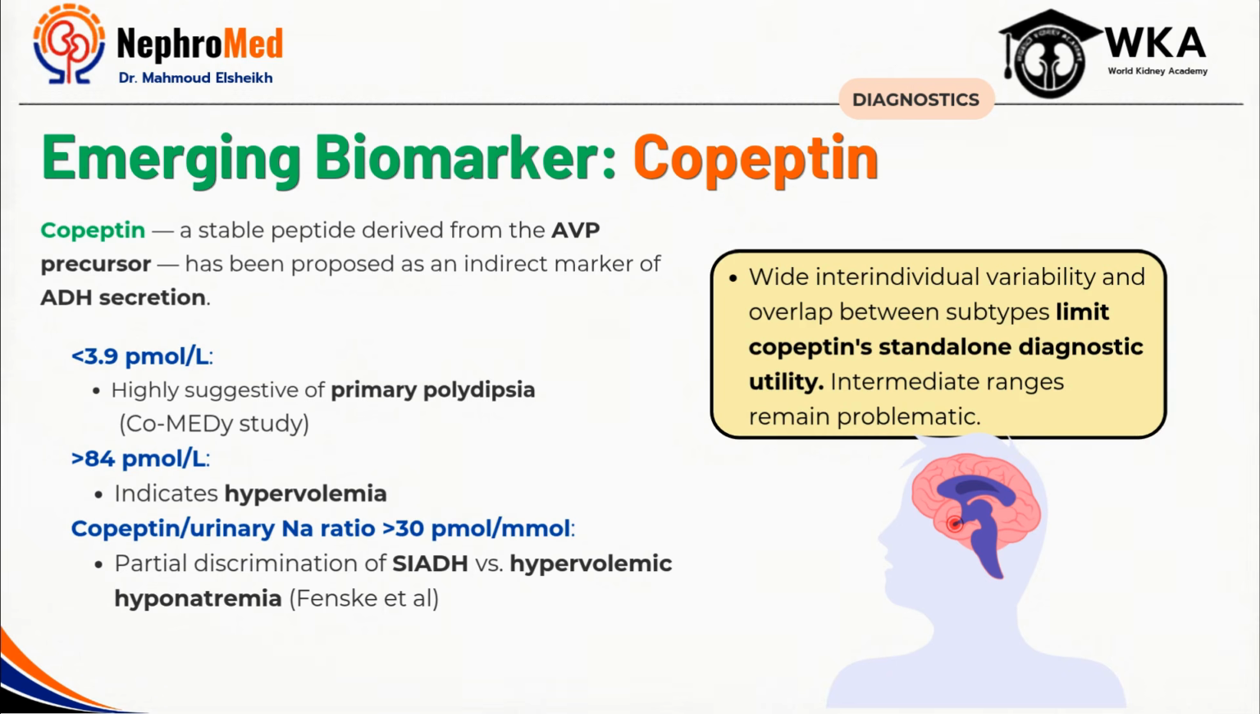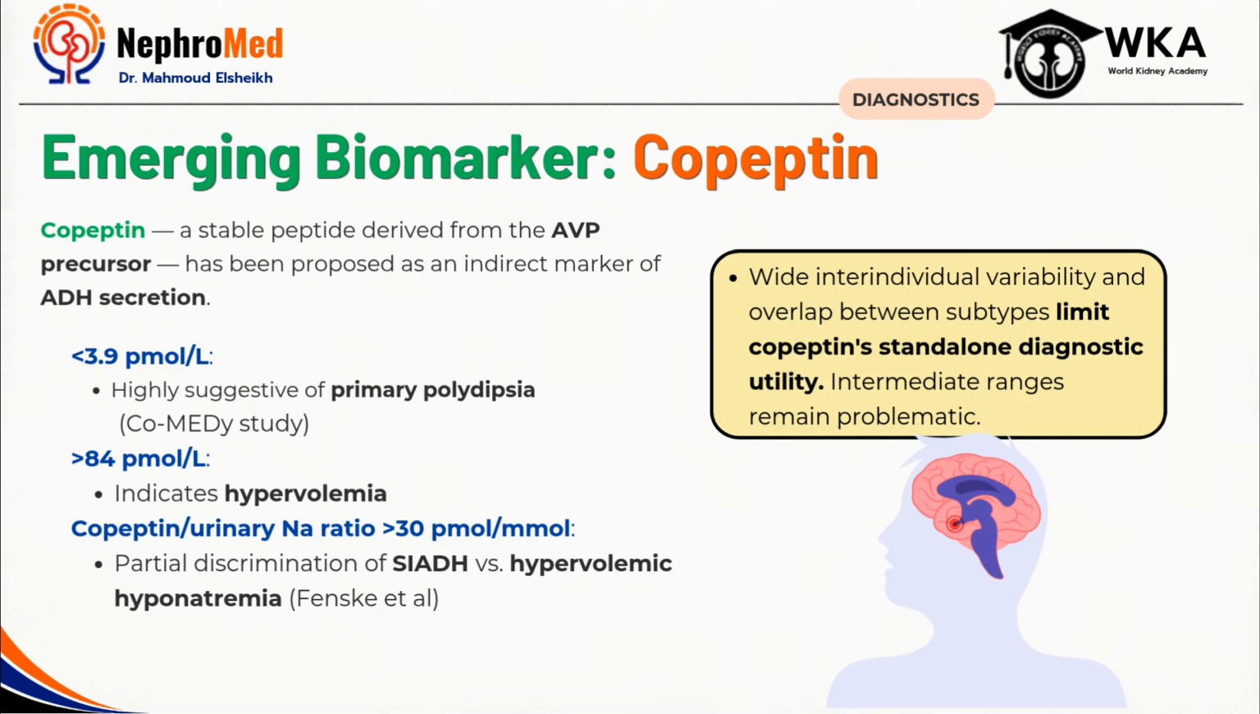There is also increasing interest in the copeptin to urinary sodium ratio as a way to help distinguish SIADH from hypovolemic hyponatremia. But despite the excitement around this biomarker, there are still important limitations. There is substantial overlap between different hyponatremia subtypes, especially in intermediate ranges. So copeptin should not be viewed as a standalone diagnostic test. At least for now, it's probably best considered an adjunctive biomarker that may complement rather than replace traditional clinical and lab assessment methods.